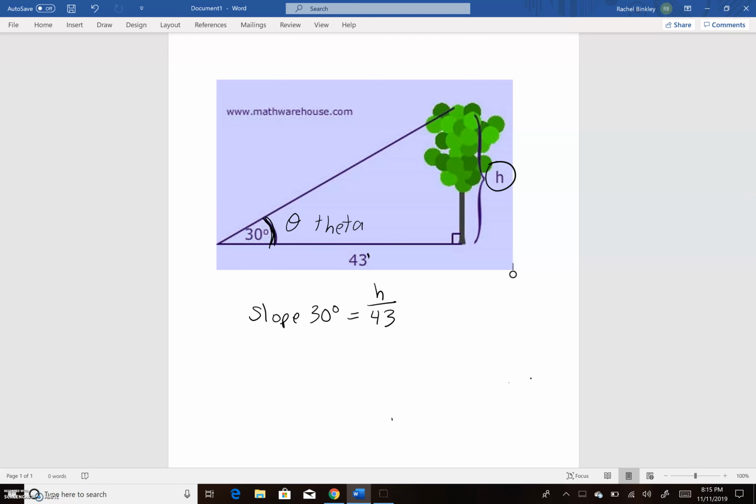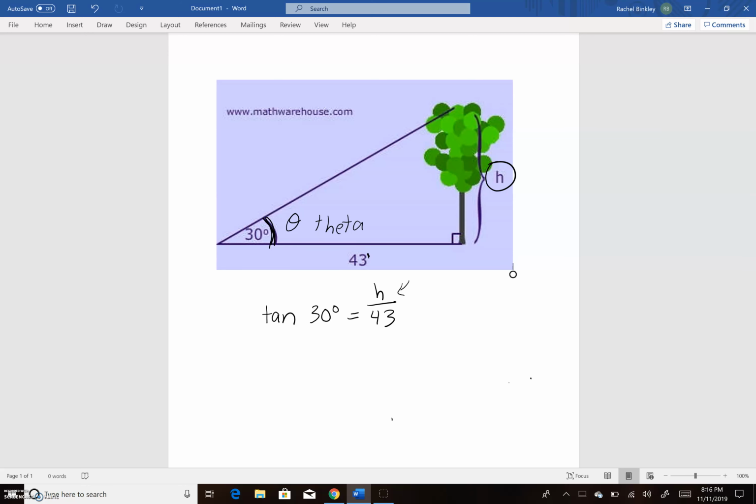One of the big takeaways from the last week and a half is that slope and tangent are actually the same thing. Slope and tangent are actually the same ratio. It means the rise over the run. So we're just going to substitute in tangent for slope, and that way we can find the height of this tree. We just need to get h. We need to isolate h, get it by itself.